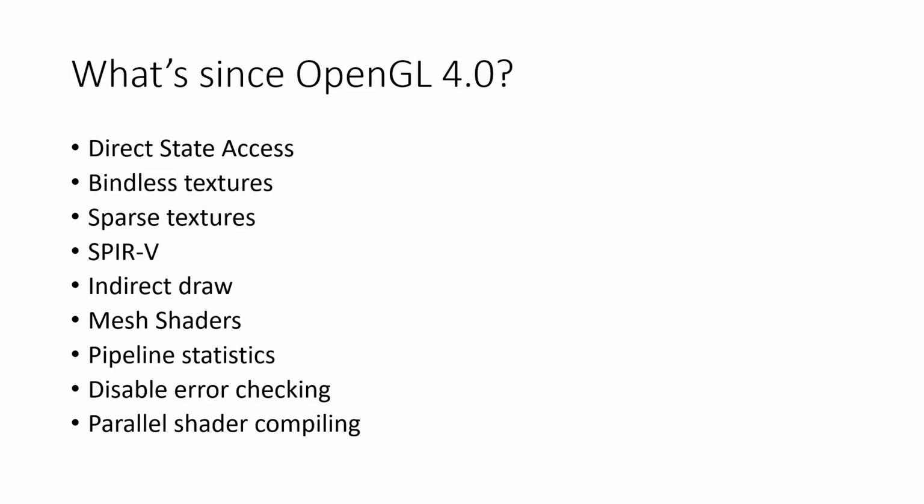Indirect draw mesh shaders are actually supported through an extension in OpenGL. Pipeline statistics, so we can get more detailed stats on exactly what the shader is doing. I haven't looked at these yet, but I think that's going to be very interesting to me. We have the ability to disable error checking, which we do by default in the release build. That makes performance a little bit faster, maybe, theoretically. Probably not, but I do it anyways. And then also parallel shader compiling, which I haven't gotten into.